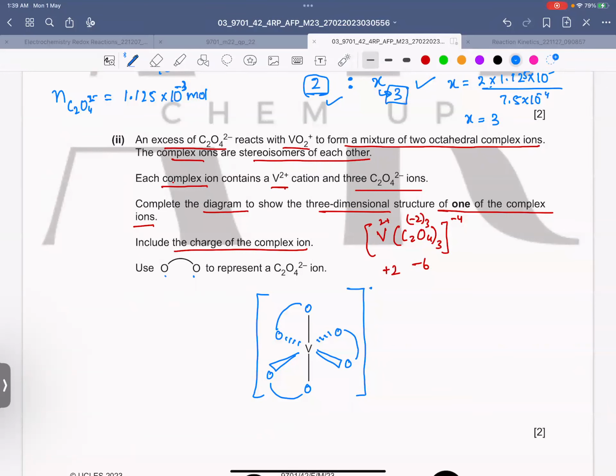And put a 4 negative charge over here. Is this clear? Yes, sir.